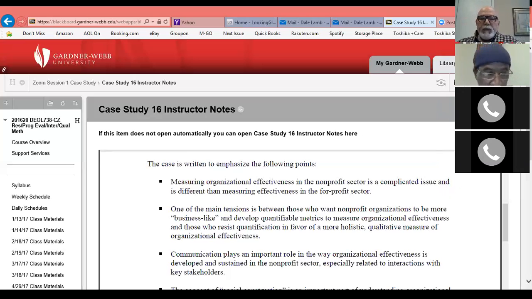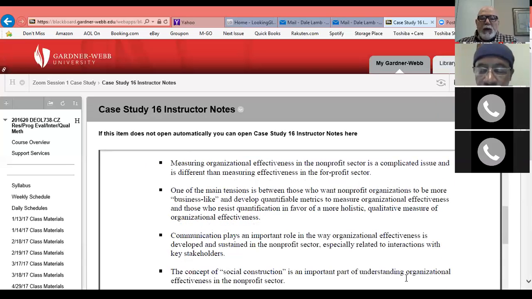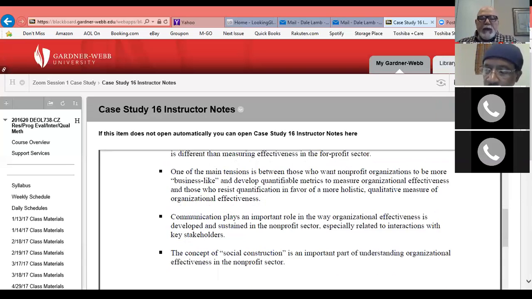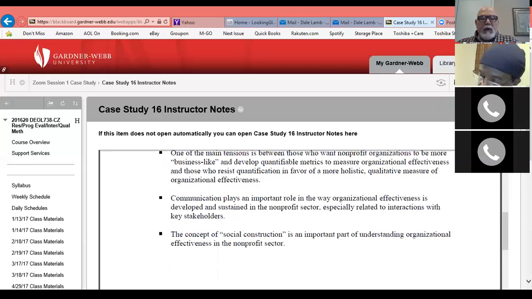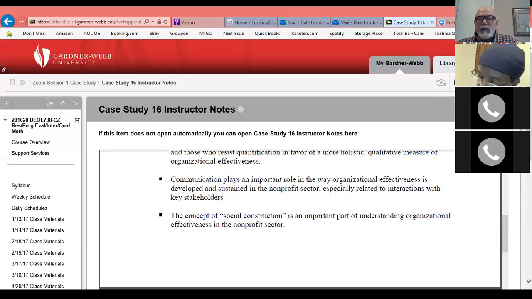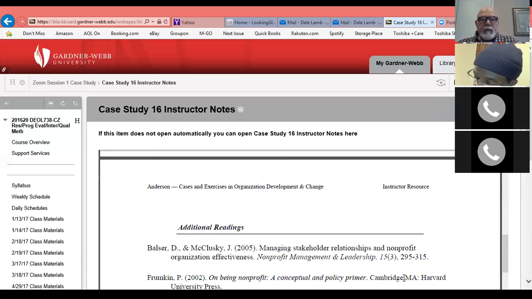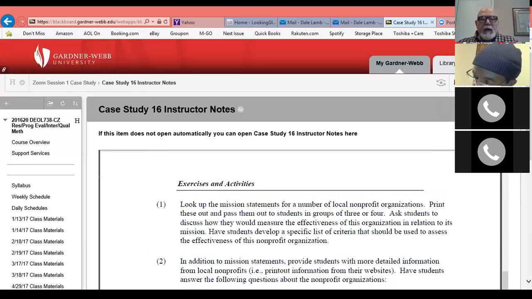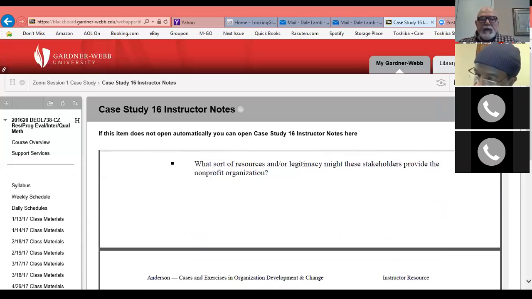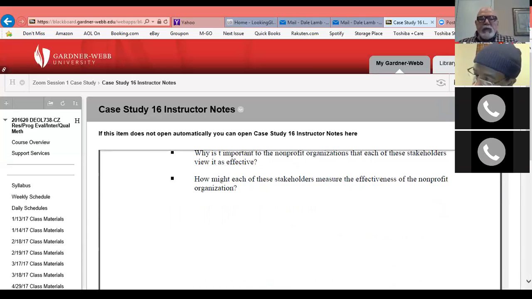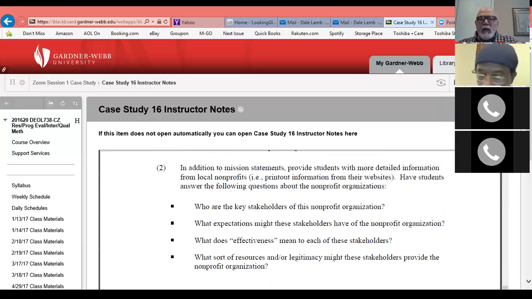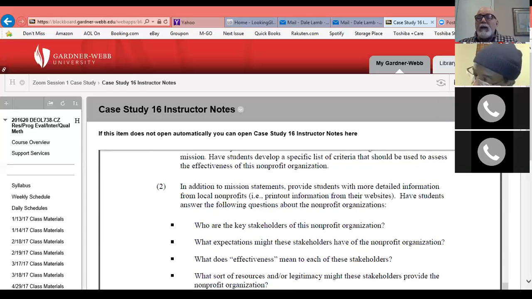So communication plays an important role in the way organizational effectiveness is developed and sustained, especially related to interactions with key stakeholders. The concept of social construction is an important part of understanding organizational effectiveness in the nonprofit sector. So exercises and activities, these kinds of things will guide you. These would be the kind of activities that we would do that might come out of this.